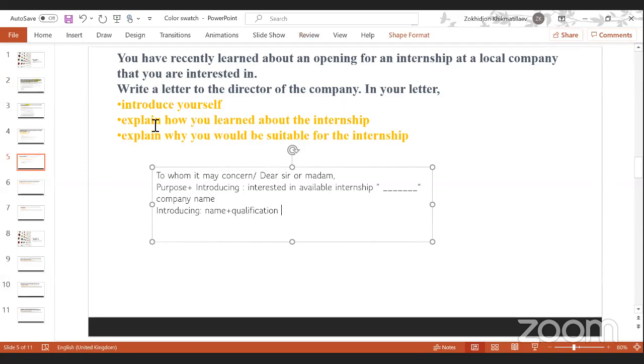Okay, explain how you learned about the internship. It means, where did you see this advertisement? Where did you find out about this internship? Usually, the Internet. Internet or newspapers. Newspaper, internet, billboards. Billboards are like stands with little papers written on them about advertisements.